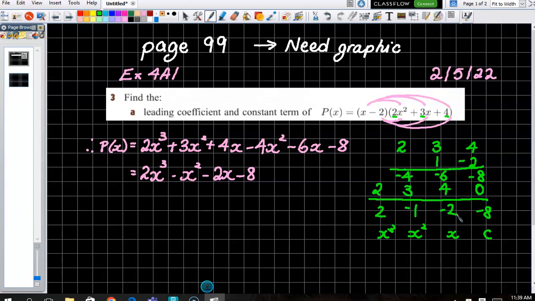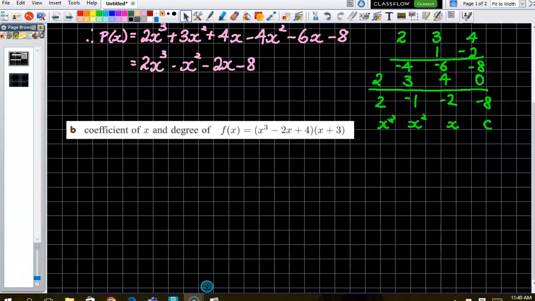I know my Year 12s use that. So with this one, I would probably choose to do this method here. Oops.